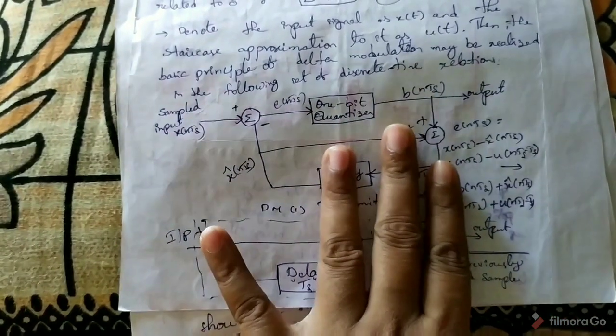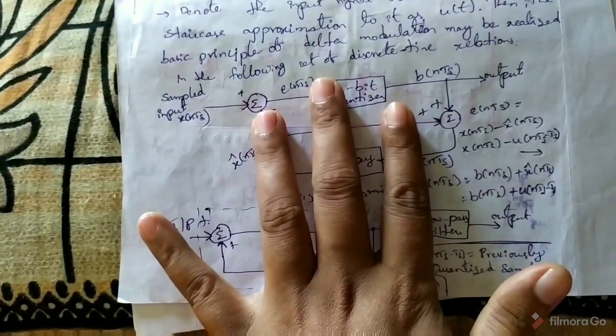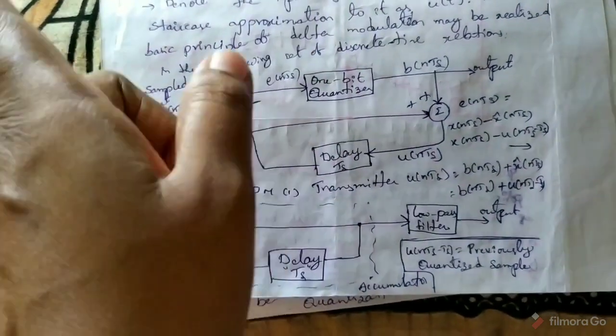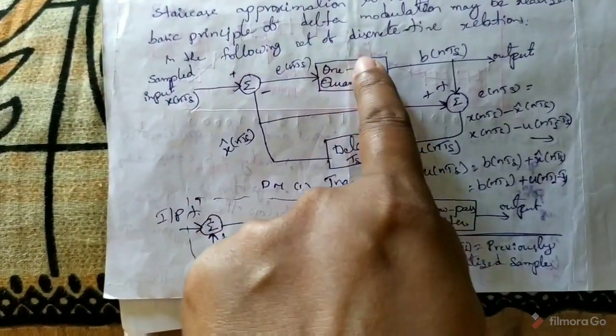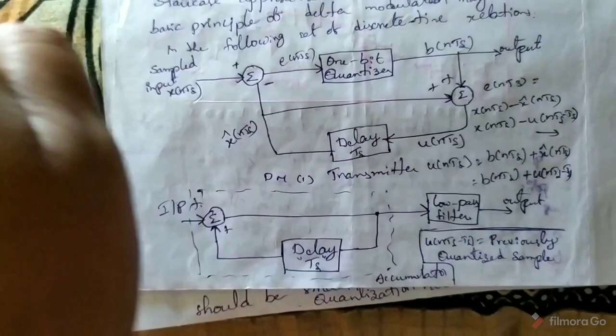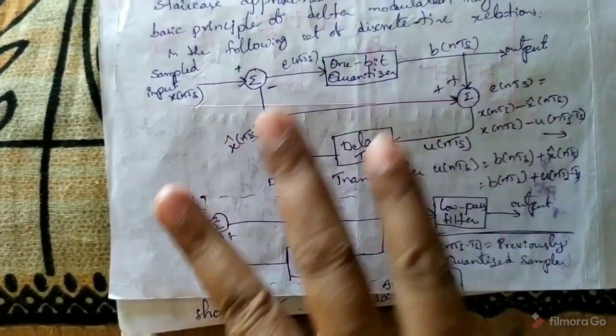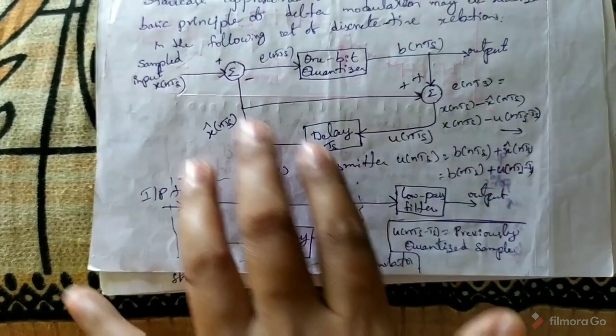See, same as DPCM, but there we use an n-bit quantizer, and here this is a 1-bit quantizer. That is the difference between the DPCM and DM. Remaining all are the same.